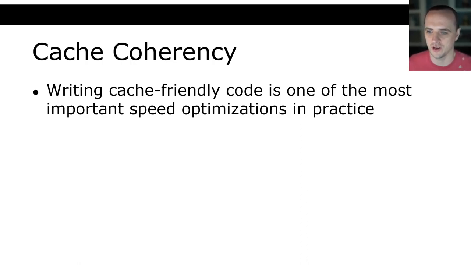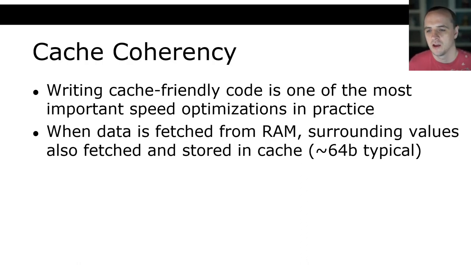Writing cache-friendly code is one of the most important speed optimizations in practice whenever you're programming. Whenever data is fetched from RAM, and this is a big hand-wavy magic way of saying it, like if I'm looking up a value in an array, not only does my CPU get that value, but in the cache, some surrounding values are also stored, okay? So if I'm looking up index I in an integer array, not only did I get index I, but maybe I also got index I plus 1, I plus 2, and I plus 3, for example. And so those are in the cache. So if I go to look up one of those things, it will be much faster the next time I look at it.